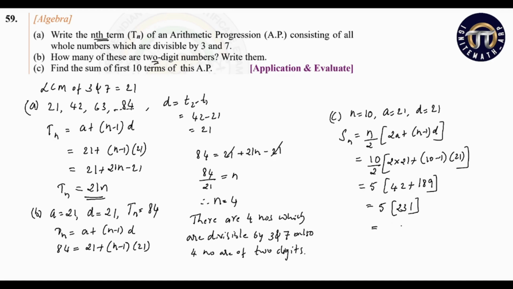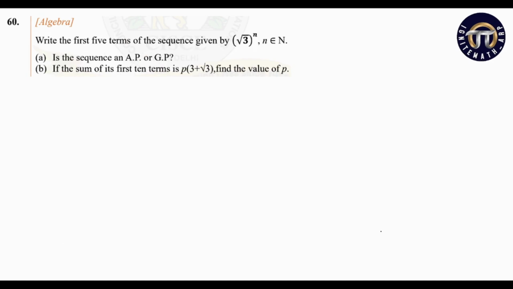So 5 into 231: 5 ones are 5, 5 threes are 15, then 5 twos are 10 and 11. So this is nothing but the sum of 10 terms of the given AP. Clear, children, all of you? Right. So let us move to the next question now.